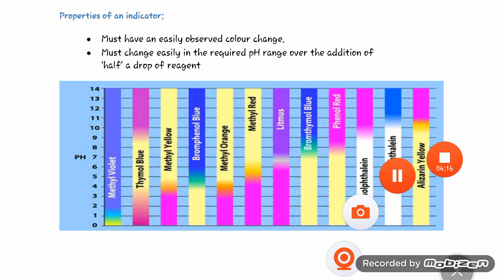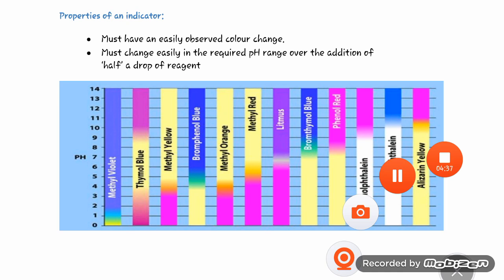The indicator must have a color. If our solution is blue and the indicator also has a blue color, how can we define at what point the indicator changes color? So the indicator must have a different color, a characteristic color and a proper color change.